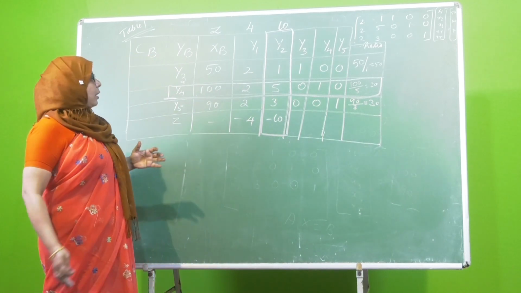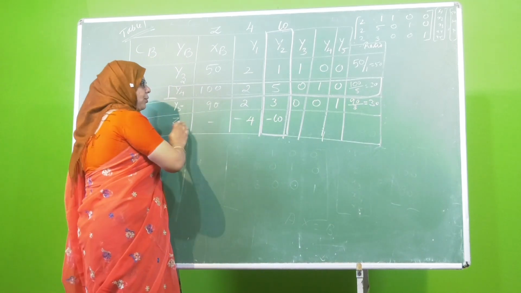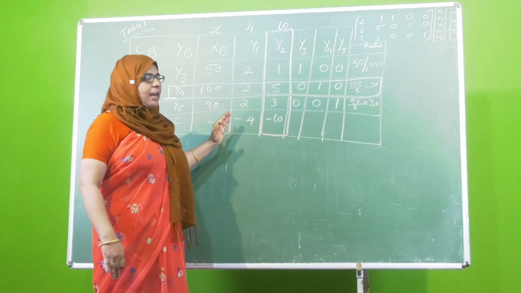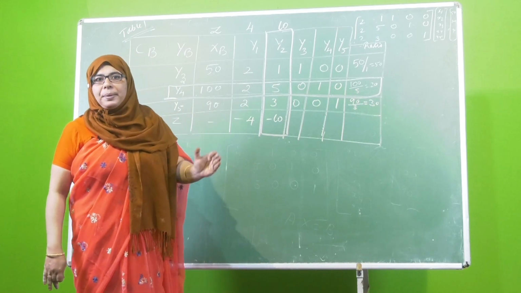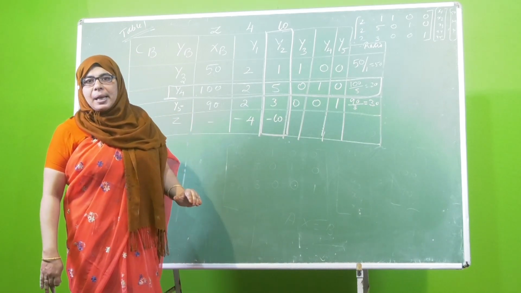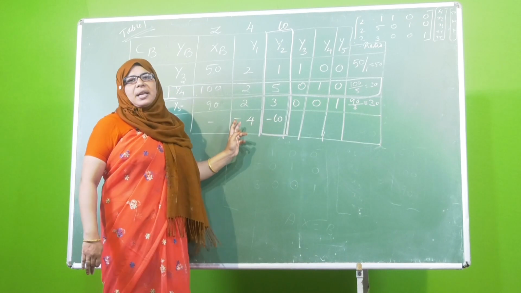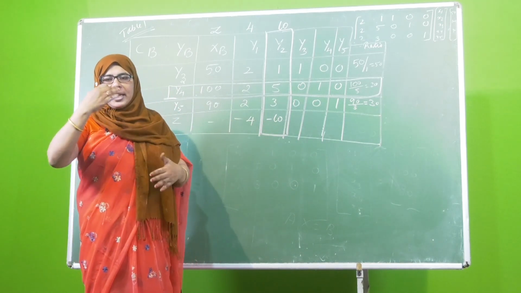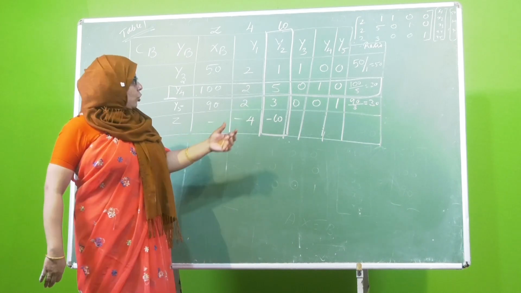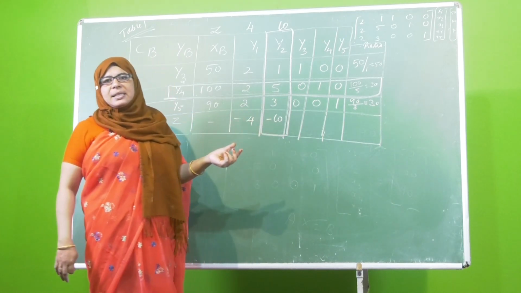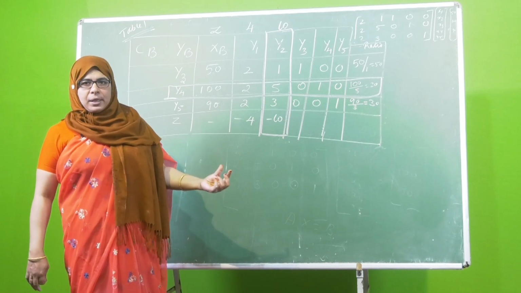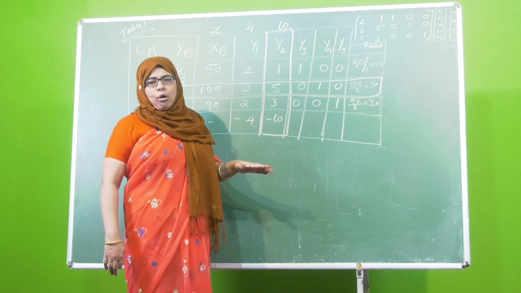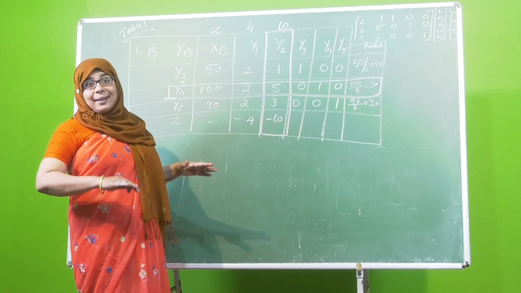How can we select? First of all, you have to concentrate only on the Z values. Among the Z values, which one is the minimum element among these two? Minus 4 and minus 10. With negatives, the higher magnitude becomes lesser, so minus 10 is the minimum element. So Y2 we select column wise.